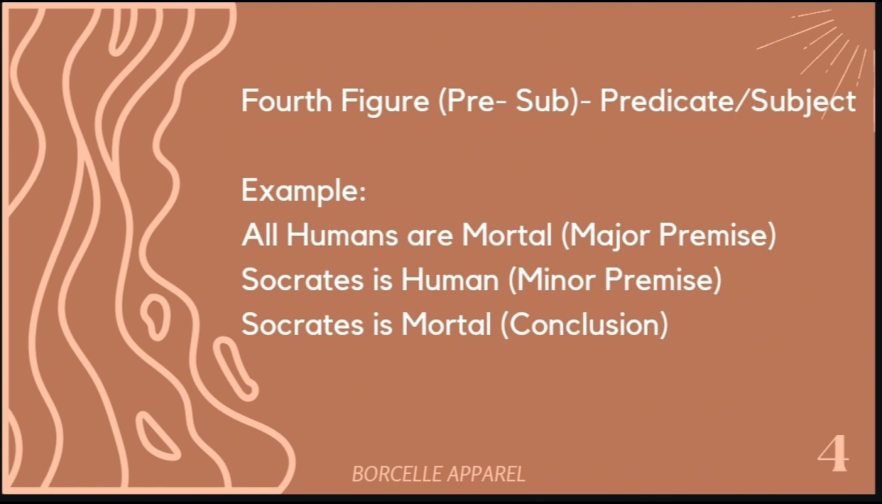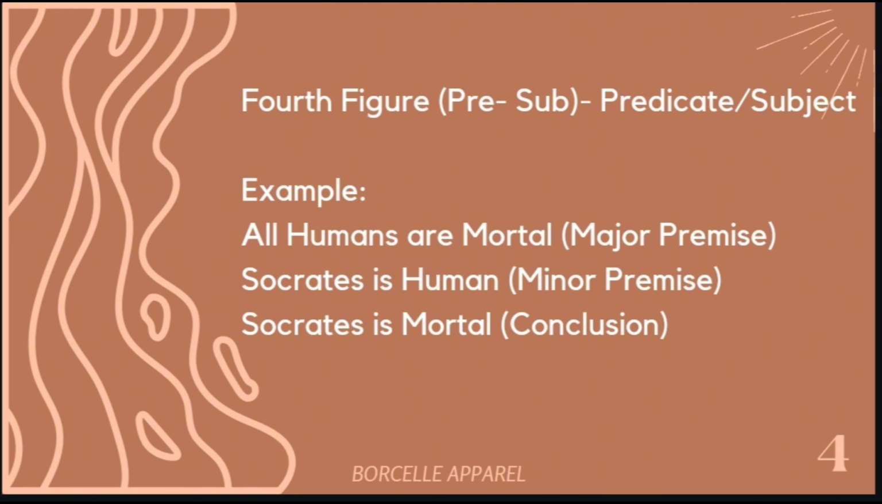Then, the minor premise, the middle term is the subject of the minor premise. For example, Socrates is a human. Therefore, the minor term Socrates is related to the major term mortal. So the conclusion is Socrates is mortal.